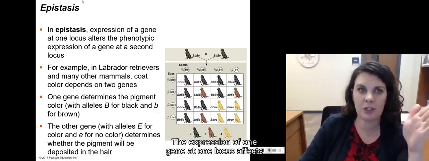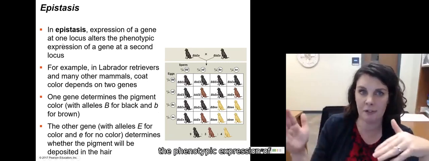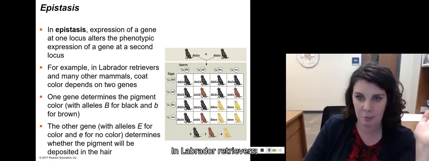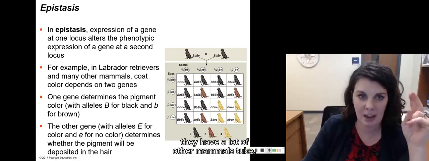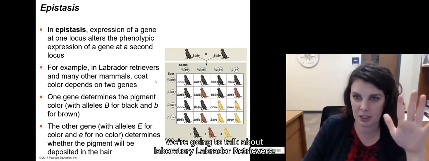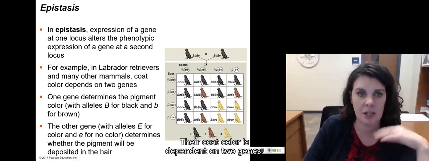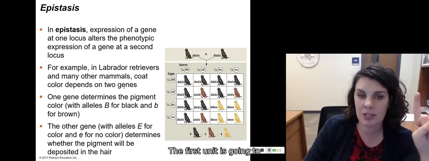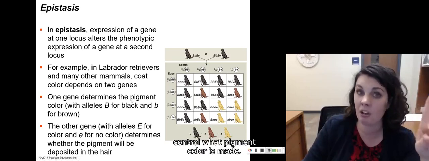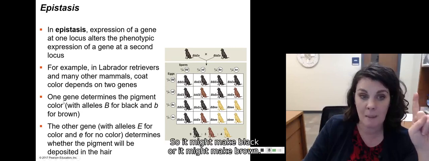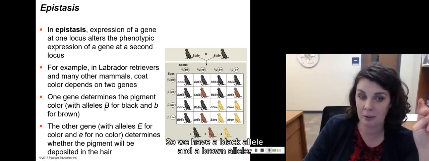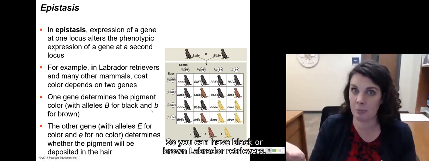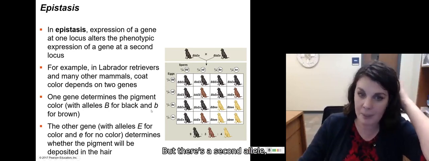So in epistasis, the expression of one gene at one locus affects the phenotypic expression of a second gene at a second locus. In Labrador retrievers, and a lot of other mammals too, but we're going to talk about Labrador retrievers, their coat color is dependent on two genes. The first gene is going to control what pigment color is made. It might make black or it might make brown. So we have a black allele and a brown allele. So you can have black or brown Labrador retrievers.